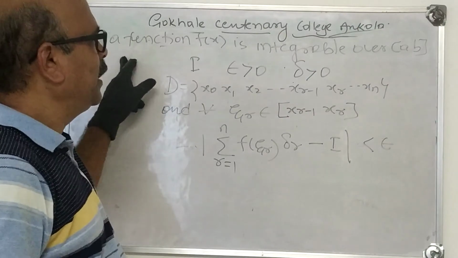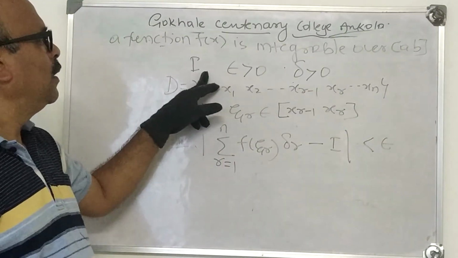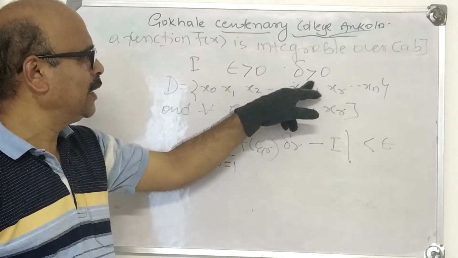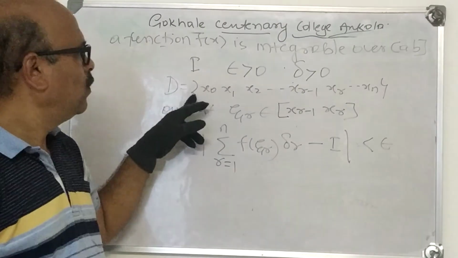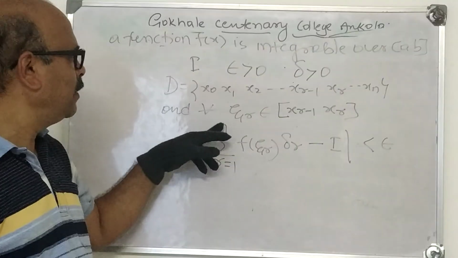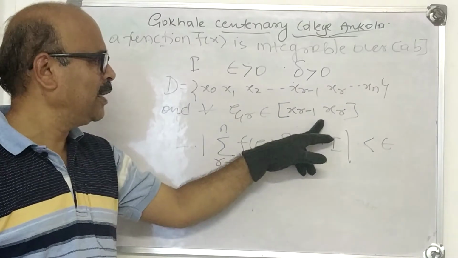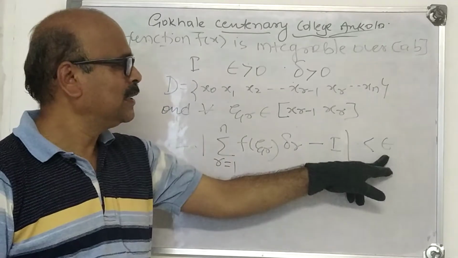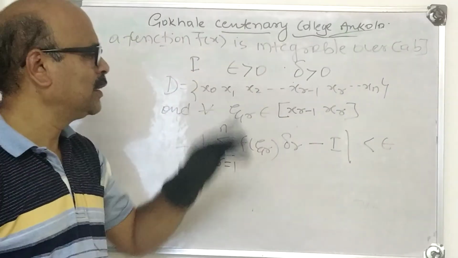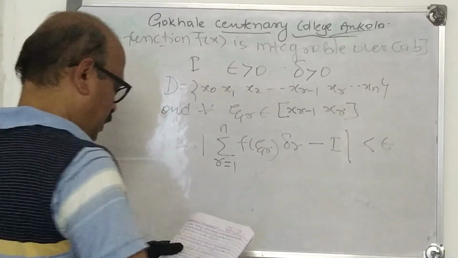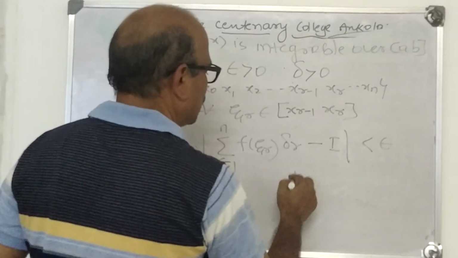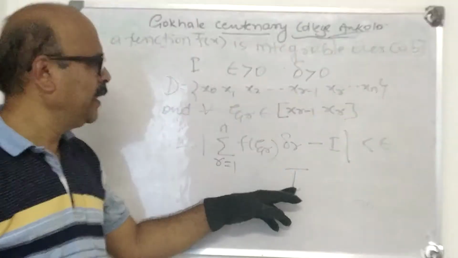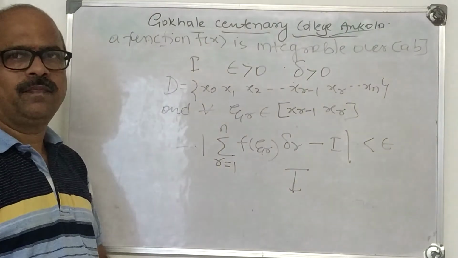A function is integrable over [a, b] if there exists a number I such that for all epsilon greater than 0 there exists delta greater than 0, such that for every division whose norm is less than or equal to delta, and psi r belonging to [x r minus 1, x r], the sum from 1 to n of f(psi r) delta r minus I is less than epsilon. Then f(x) is integrable, and the number I is called the integral of f(x) over [a, b].